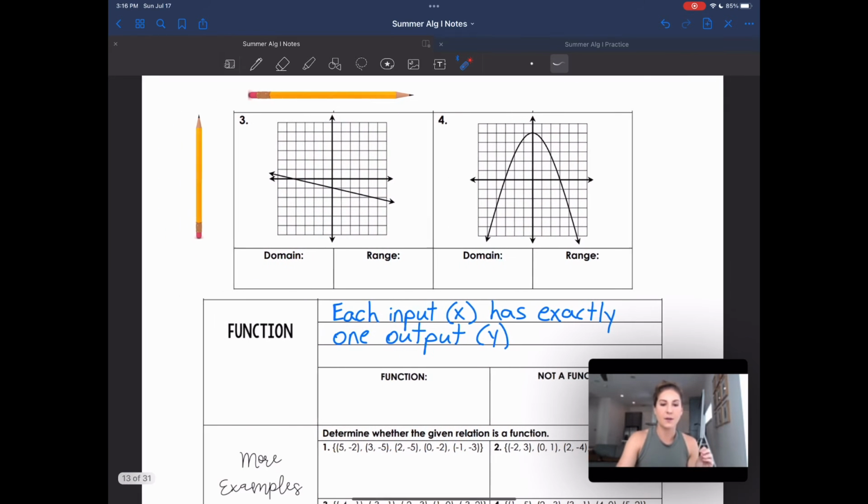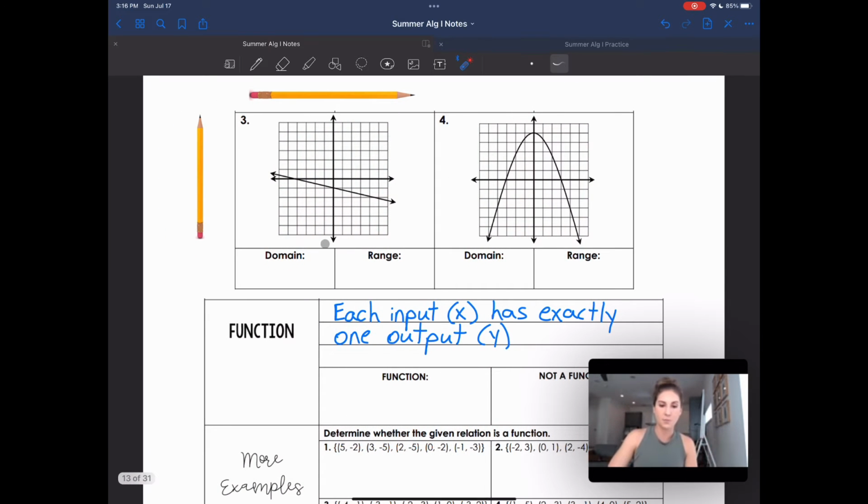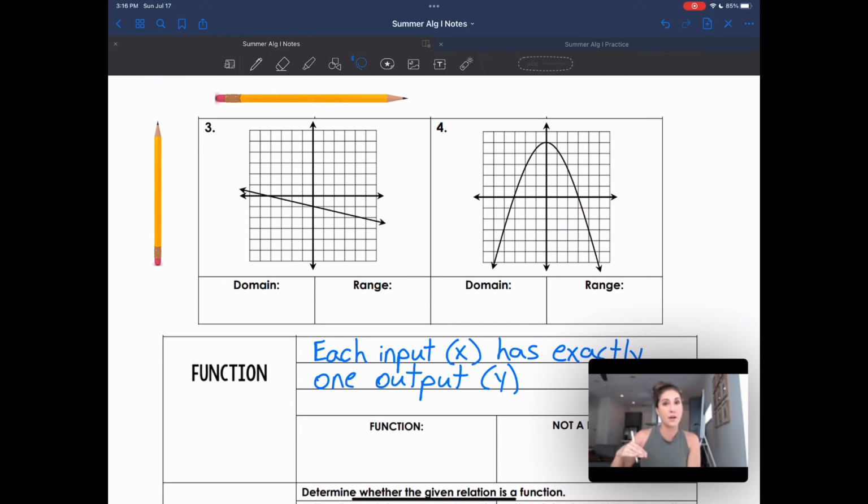Last part right here, we have a couple more domain and range practice problems. If you feel ready to try these, go for it. Pause it, check it. Otherwise, let's go through it together. Two more of them, and then our last part of the notes is going to be actually really easy.